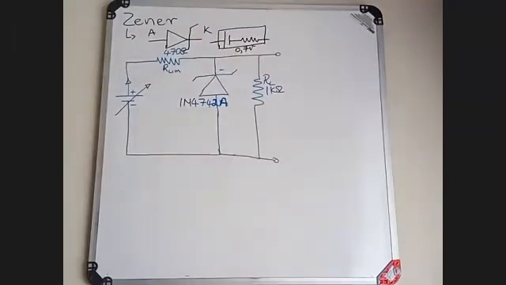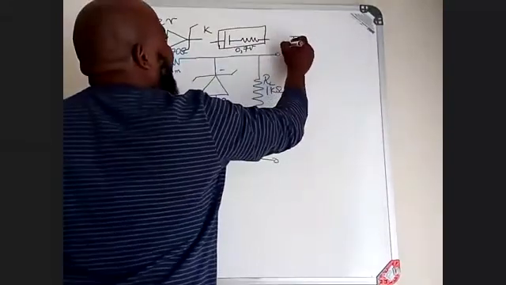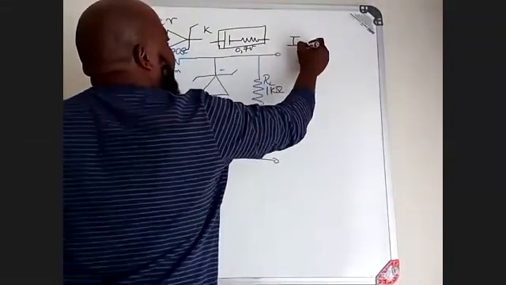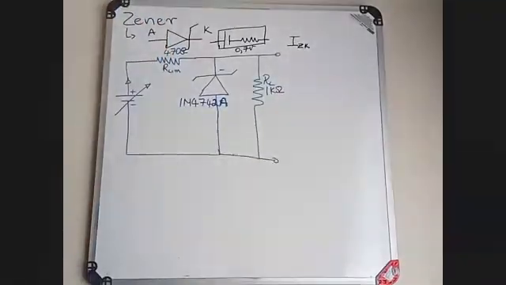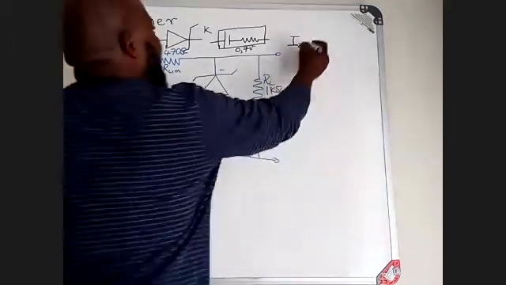Now, within the data sheet, I need to find the following parameters. The parameter that I need to look at is your I Zener minimum, which is your I Zener knee. That is the minimum Zener current that the Zener can start operating with.